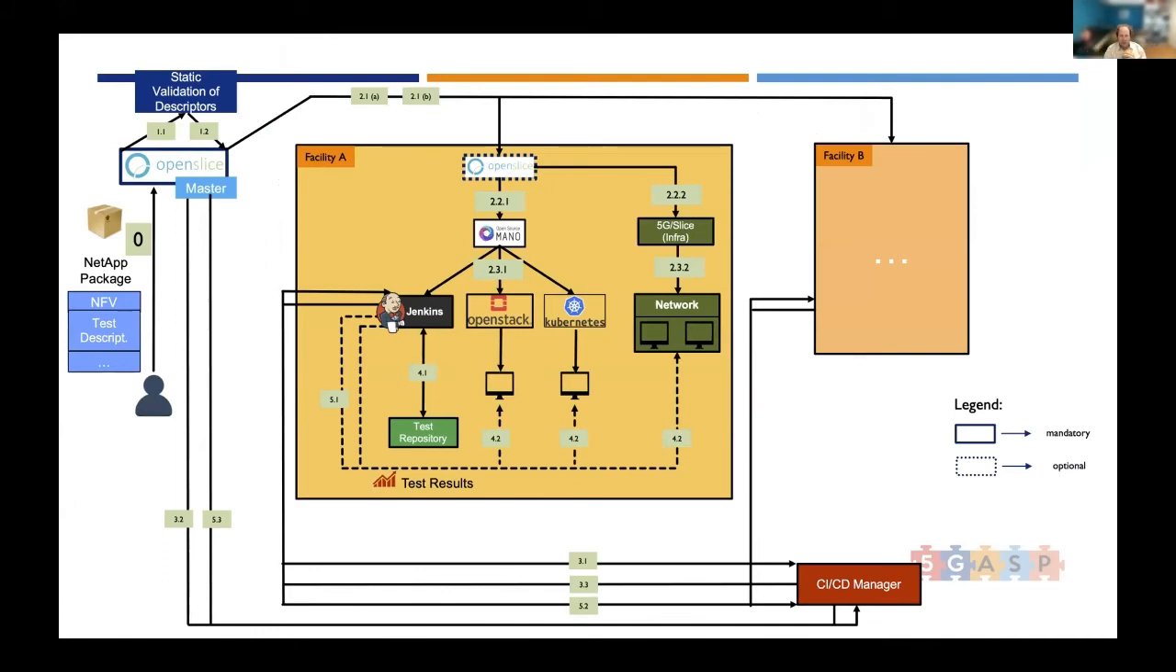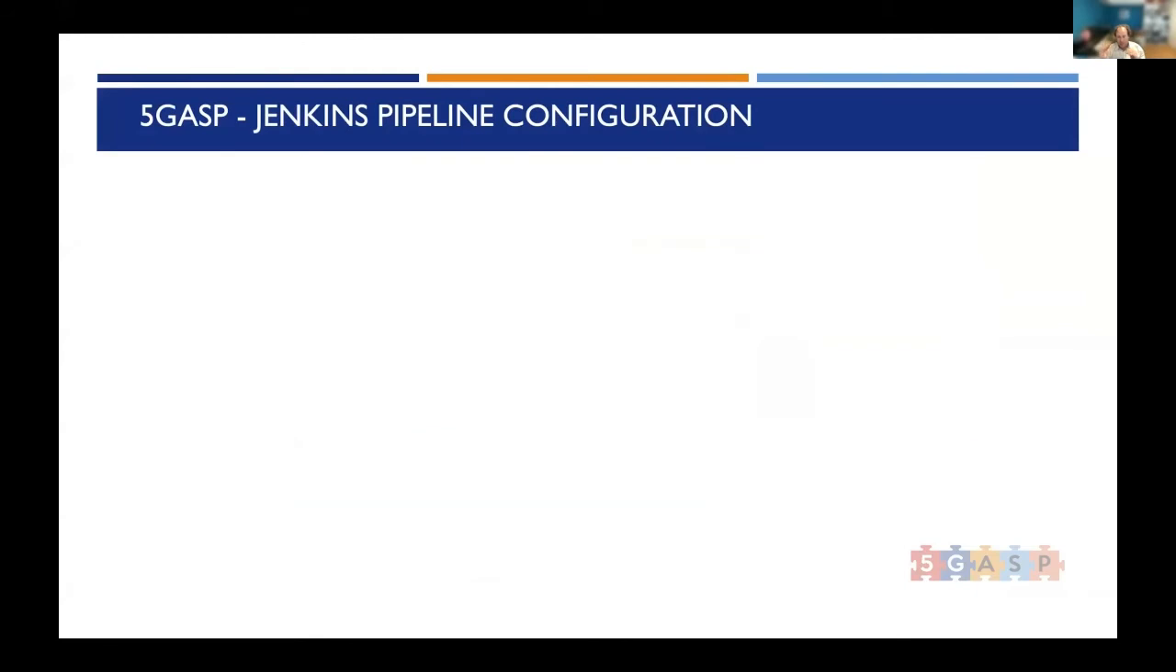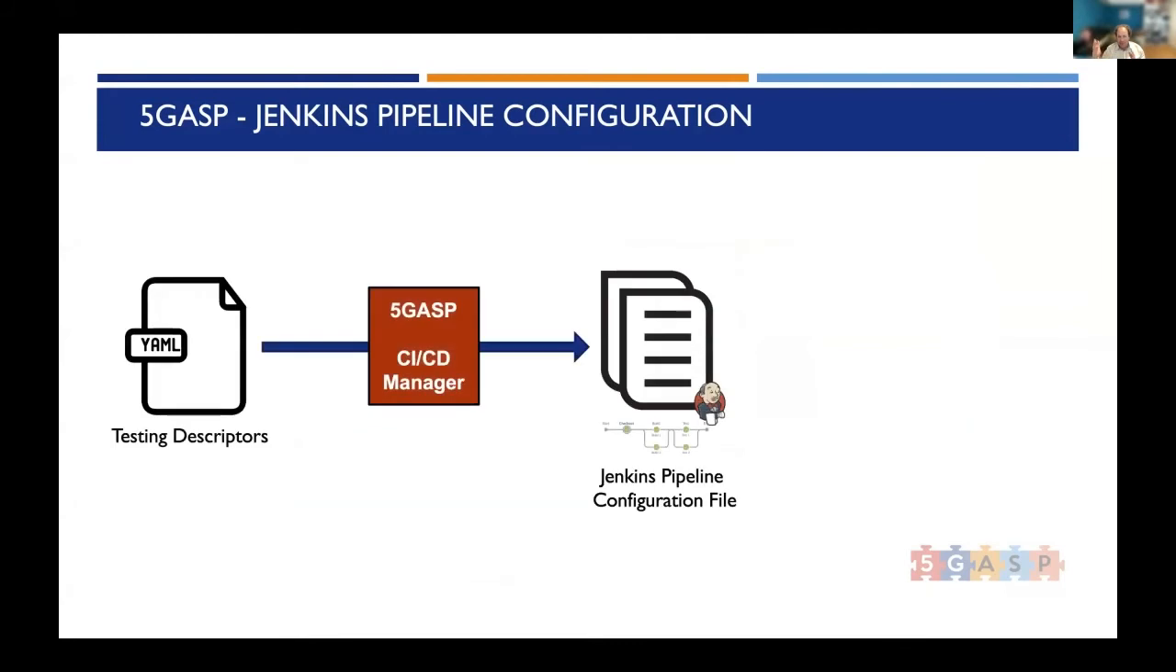Let me go through a simple way of how we're going to do the Jenkins testing pipeline. So the testing pipeline is going to be configured dynamically. So you deploy your NetApp and some testing descriptor. And then that's going to be provided to the Jenkins pipeline configuration. And with some Python wrappers, we're going to use Python in this case to access the Jenkins API and create the pipeline out of it.